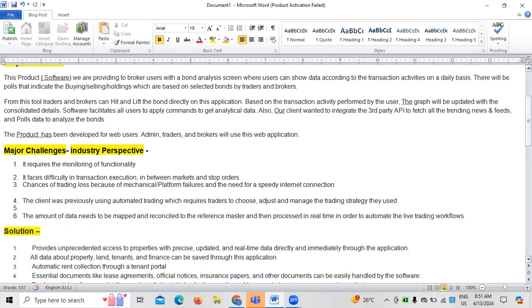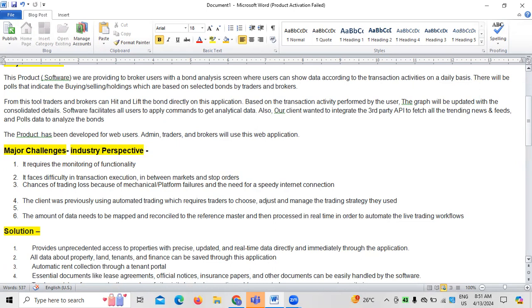So first of all, we need to understand the major challenges from the industry perspective. What could be the major challenges from the industry perspective? So this is the observation. The first one requires the monitoring of functionalities, right? So we need to have knowledge of the monitoring of functionality, how this has to be monitored.